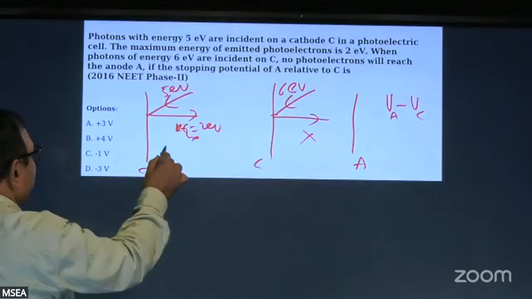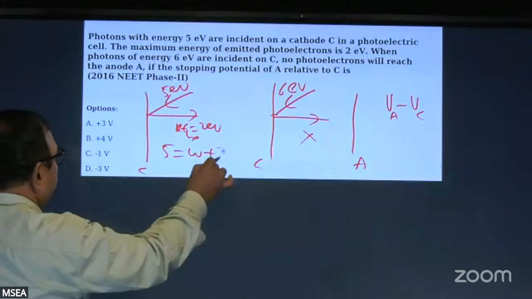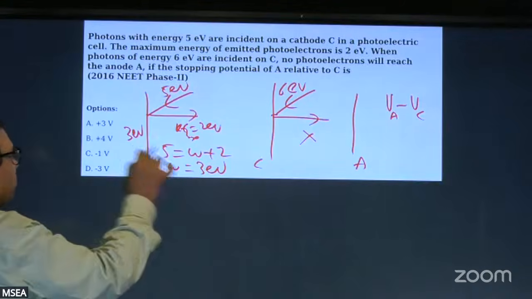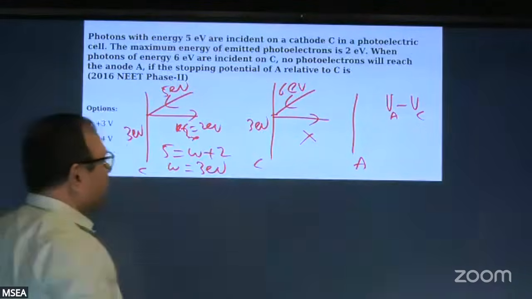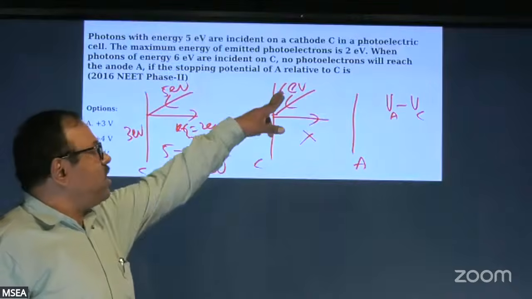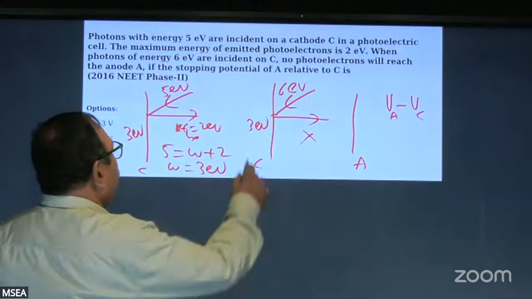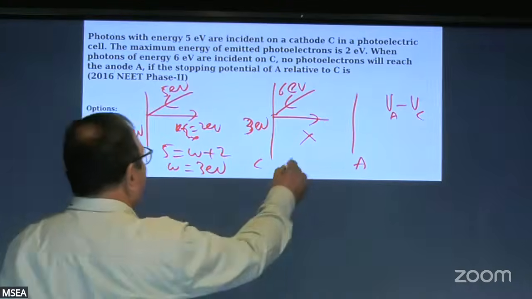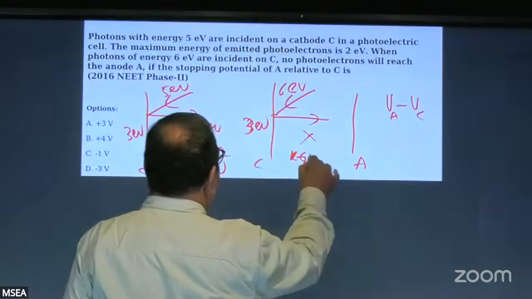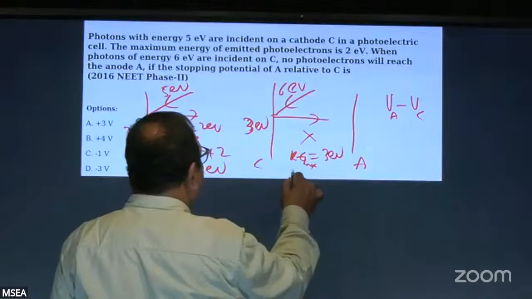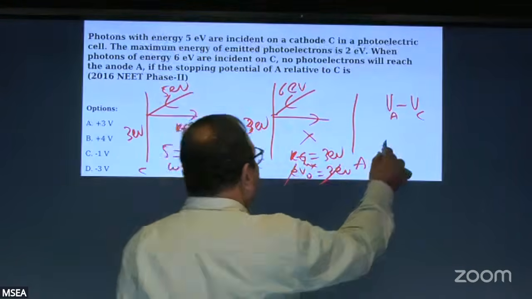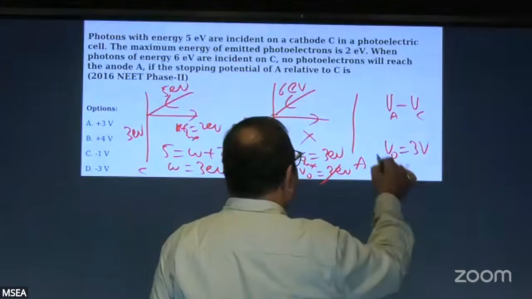So the work function: 5 is equal to W plus 2, so W is equal to 3 electron volt. This is the work function, and it is also the work function here because it is the same surface. So 6 minus 3 becomes 3 electron volts. So Ke max is equal to 3 electron volt, or eV naught is equal to 3 eV. As the e cancels, V naught is equal to 3 volts.